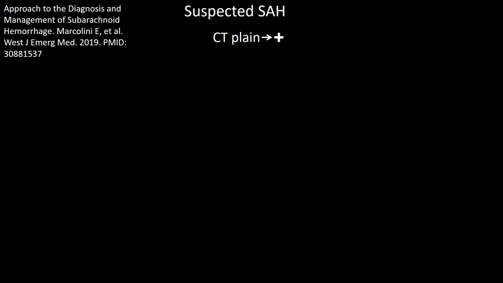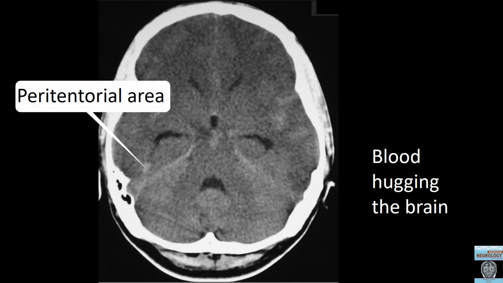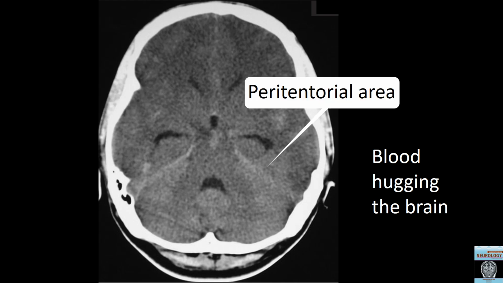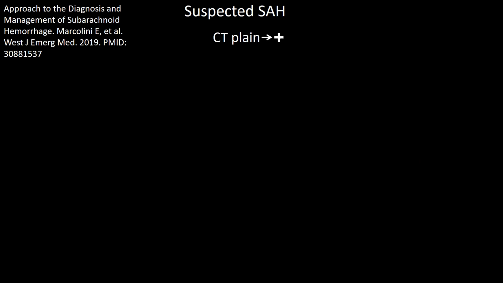If positive, as it is in this study, in which you can see blood in the peritentorial region, bilaterally, and in the cortical sulci, such a finding should prompt a neurosurgical consult and admission to the intensive care unit.